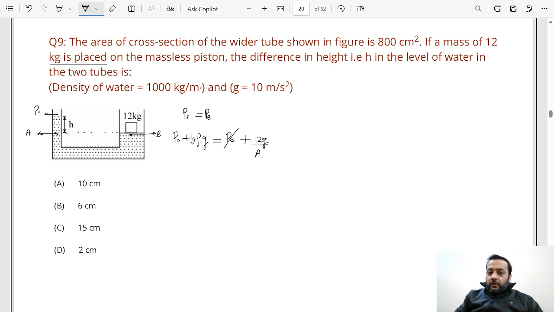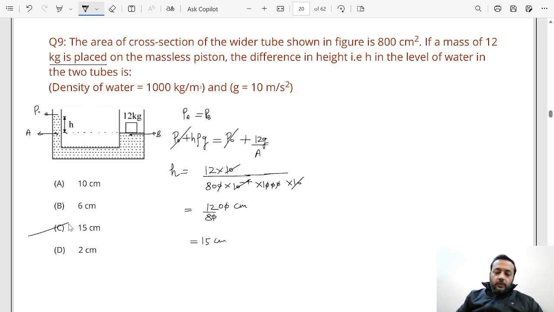So P0 will get cancelled, and the value of H will become 12 into gravity upon area, which is 800 into 10 to the power minus 4, over rho g. Rho is 1000, and gravity g is 10 again. So 10 and 10 will get cancelled, and these three zeros will nullify this. So we will get 12 by 80 meters. If you have to find the answer in centimeters, you can multiply with 100. This will come out to be 15 centimeter. Option C will be the correct answer to this question. I hope you would have understood.